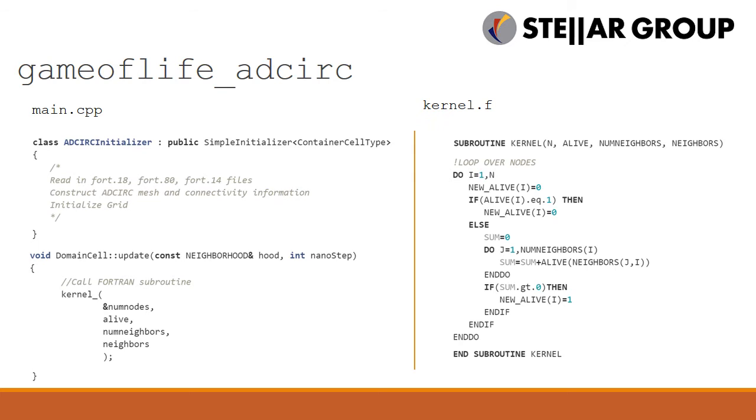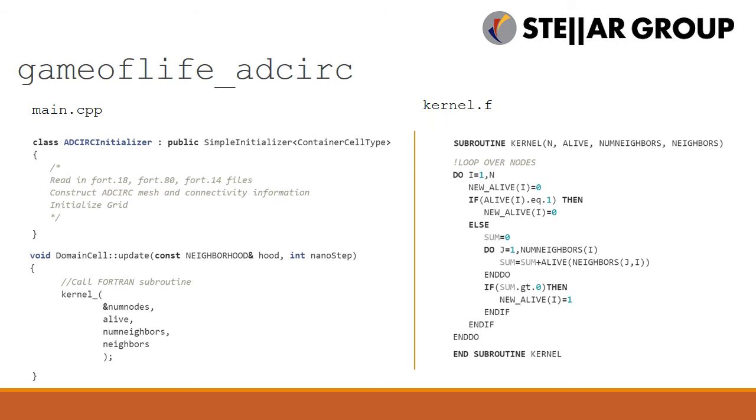For this set of rules, all it's doing is saying if any of your neighboring nodes are alive, then at the next time step you become alive. And if you're alive at one time step, then the next time step you become dead again. So it's really just a very simple thing to demonstrate that we have the boundary value exchange and everything working properly. This is in a kernel.f file that's compiled with gfortran.